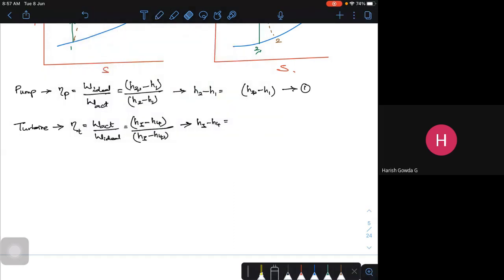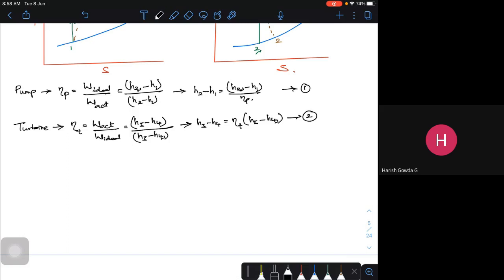This is divided by pump efficiency. H2 minus H1 divided by pump efficiency. This will be H2s minus H1 divided by pump efficiency. This will be the turbine efficiency into H3, H3s, H3 minus H4s. So this is what I am going to get.